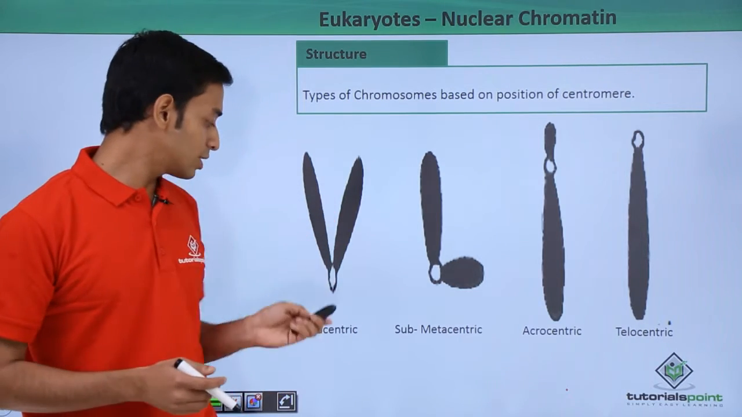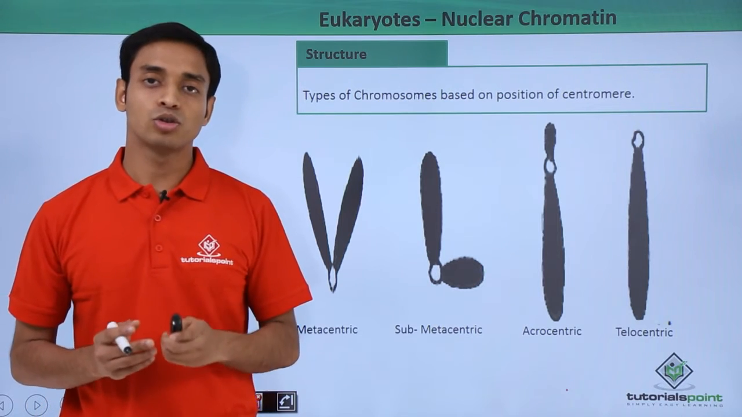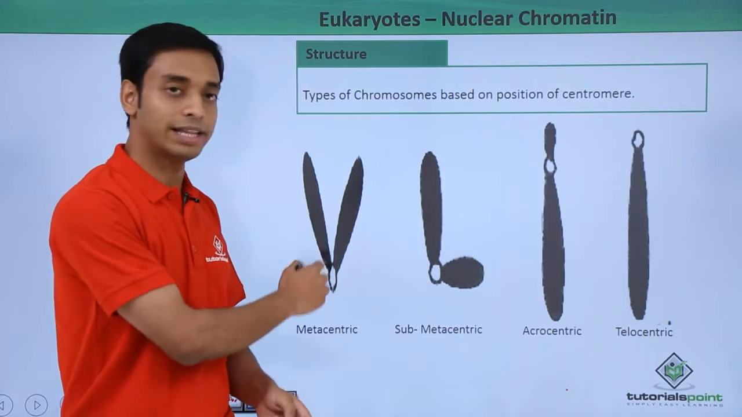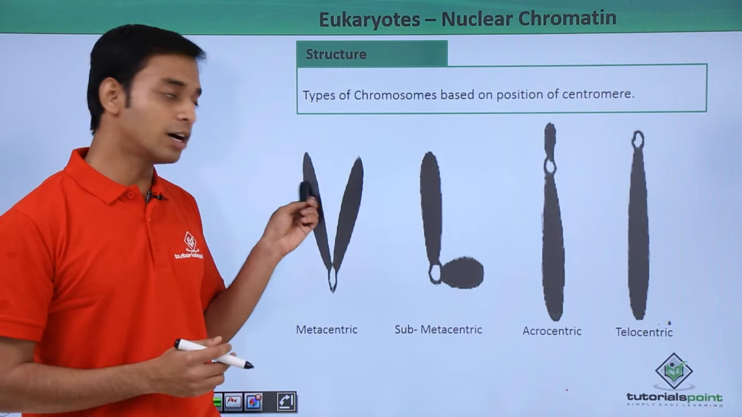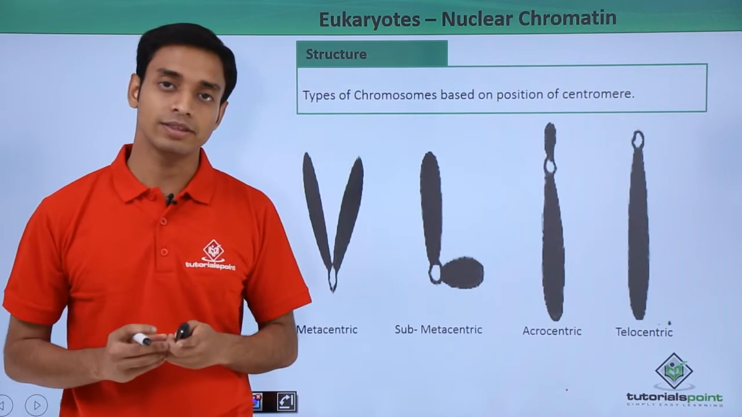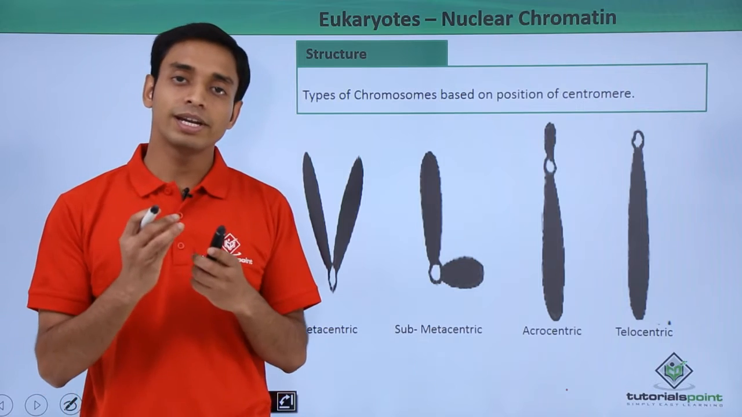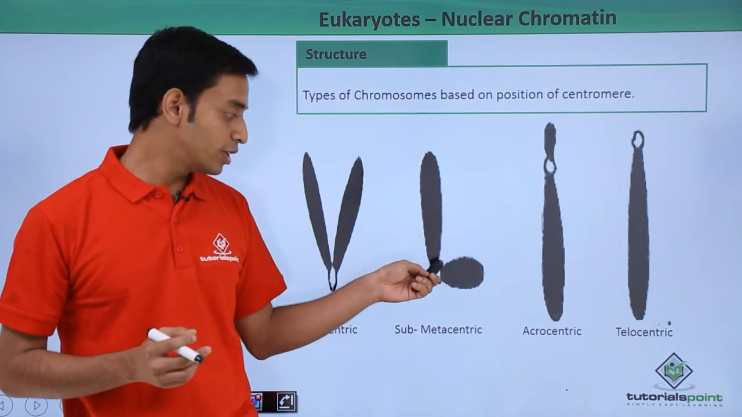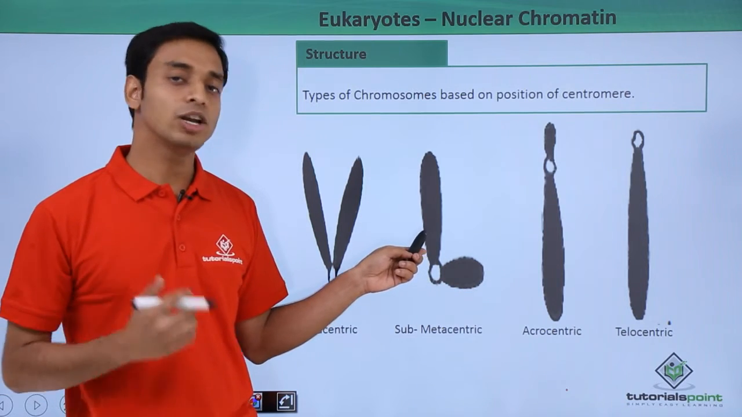What are those? The first type is known as metacentric. In metacentric chromosomes, the centromere is present exactly at the mid position of the whole length, as you can see here. It gives a V-shaped structure, so both the arms are almost equal in length. The next type is known as submetacentric, where the centromere is shifted slightly towards one of the arms, because of which one arm is shorter and the other arm is comparatively longer.